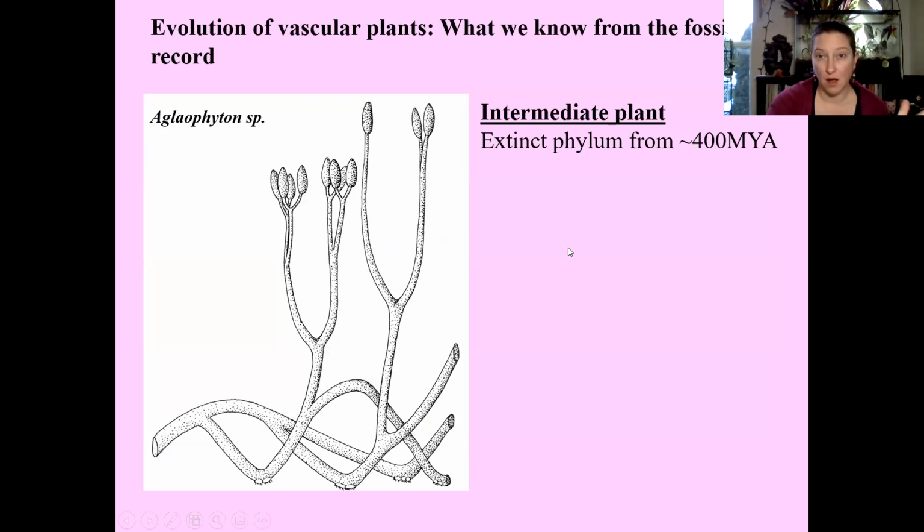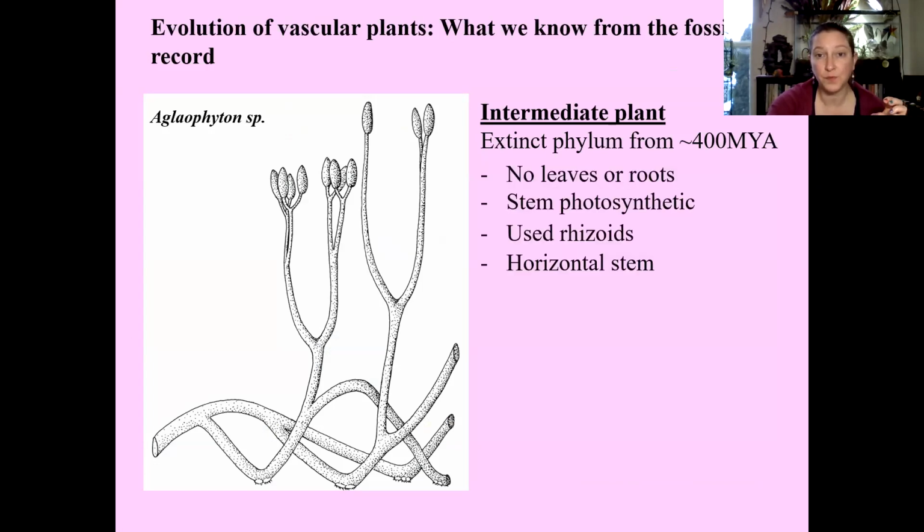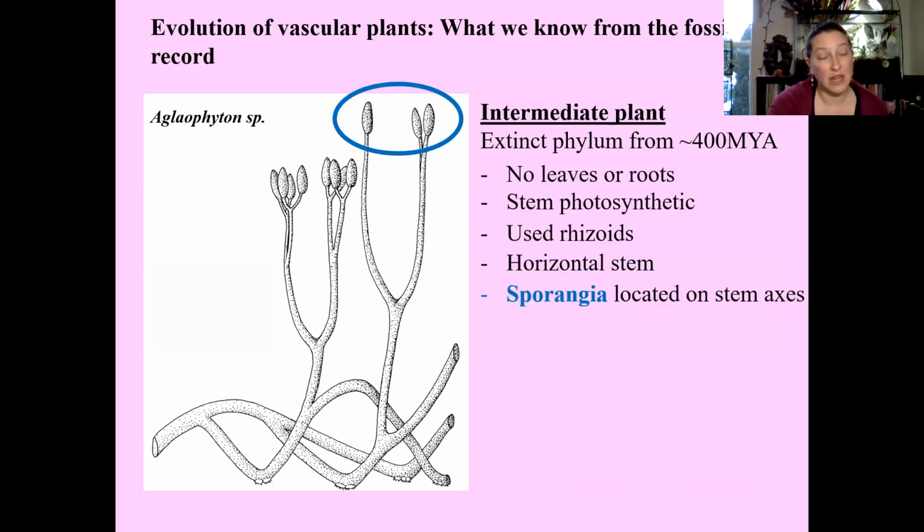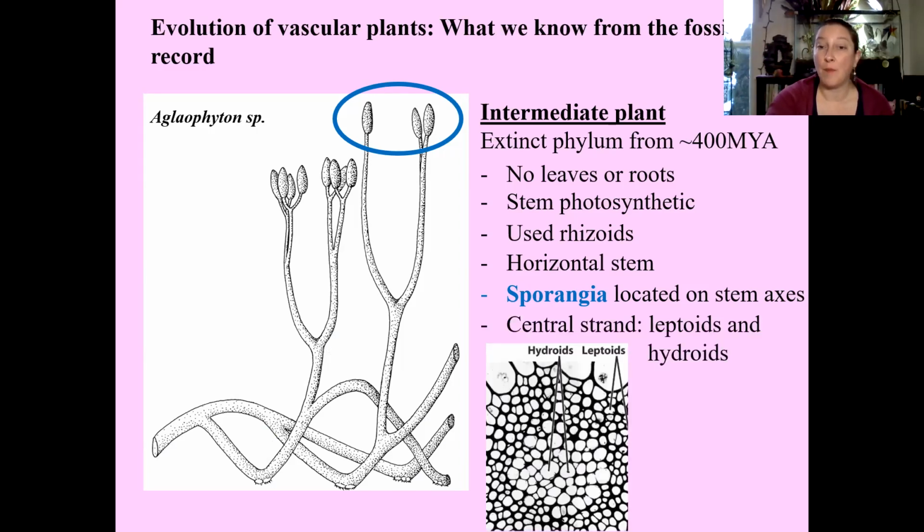We went through this briefly before, right? This is your example of an intermediate plant from the fossil record. Characteristics are that it doesn't have any leaves or roots, it has stems that are photosynthetic, has rhizoids, and uses mostly a horizontal stem, and the sporangia are located on the stem axes, similar to the non-vascular plants. But this is an intermediate plant, right? So it's kind of in between the vascular and the non-vascular. And importantly, we don't have vascular tissue yet.